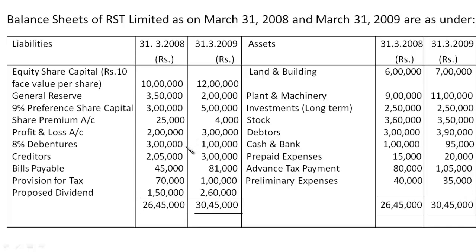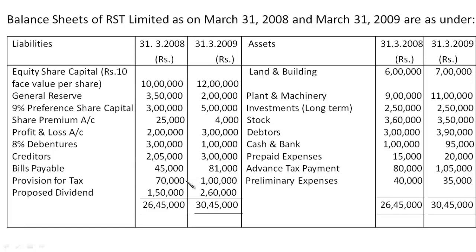Then 8% debentures, from 3 lakh it has come down to 1 lakh. It looks like debentures have been repaid, but we have to see the information in the question. Then creditors, there is a movement. Bills payable, there is a movement.